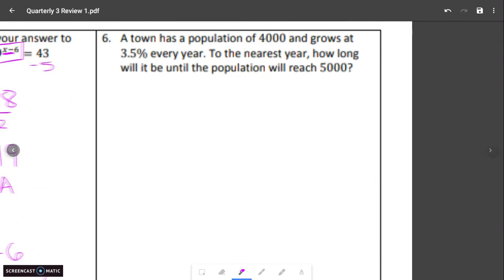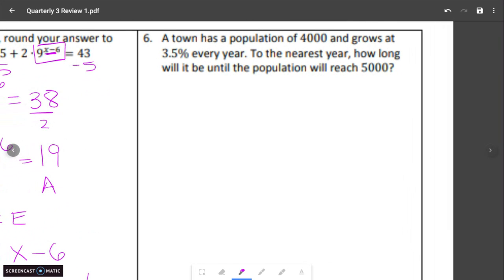All right, question 6, word problems. We're going to have to think of our formulas. It says a town has a population of 4,000 and grows at 3.5% every year. To the nearest year, how long will it be until the population will reach 5,000?